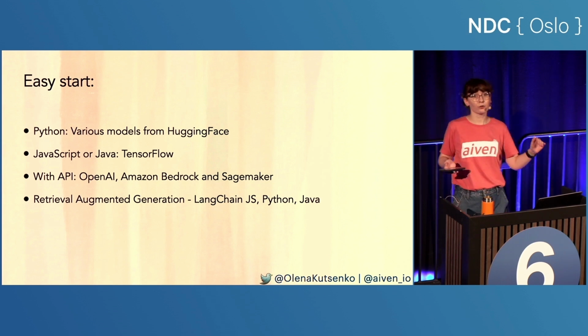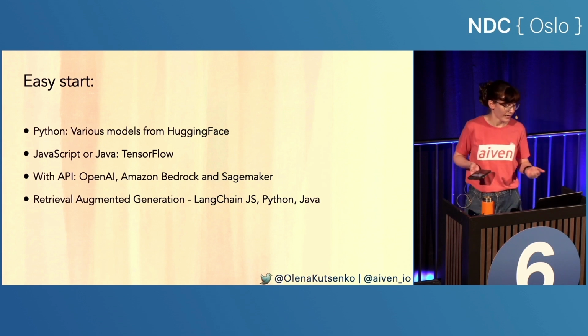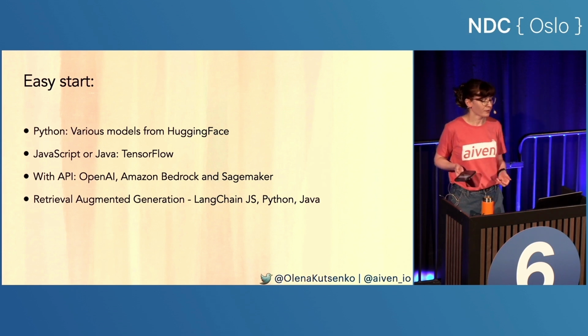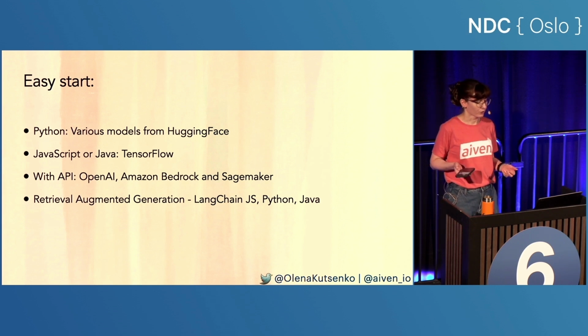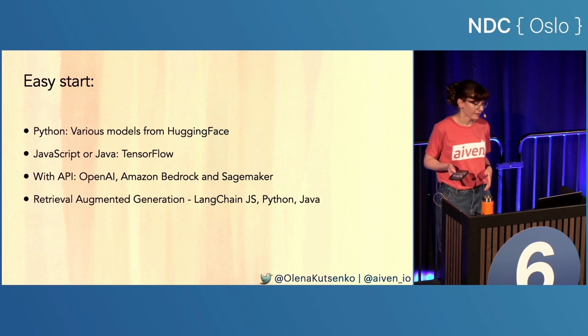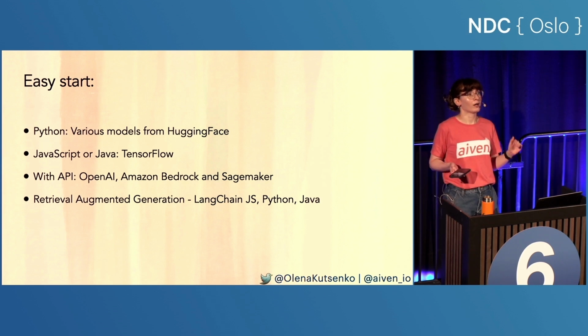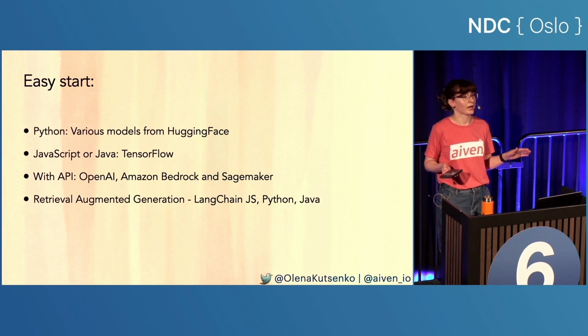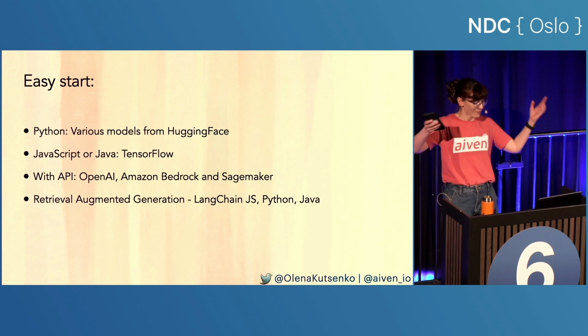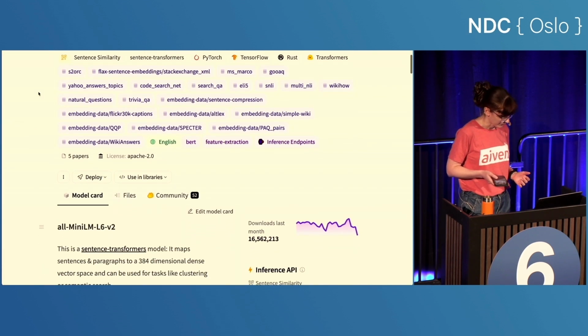Then if you don't really want to write that code, but you are fine with working with APIs, you can use OpenAI models, you can use Amazon Bedrock, you can run the models in SageMaker. And if you are working with retrieval augmented generation, look into LangChain, because that one will save you plenty of time. This is kind of the best of the best solutions we have right now.